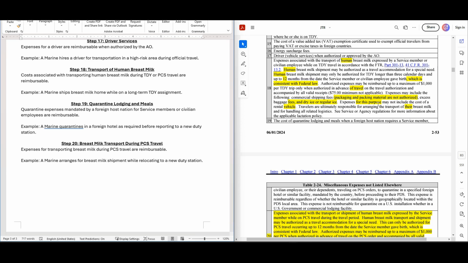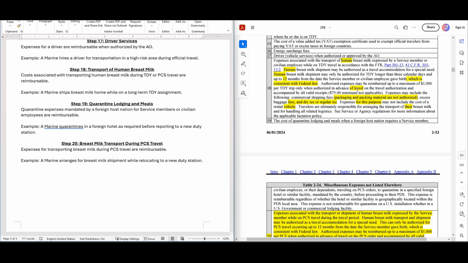Expenses for this purpose may not include the cost of a rental vehicle. Travelers are ultimately responsible for arranging the transportation of their breast milk and for handling all related logistics. See service or agency regulations for more information about this policy. So a lot of information actually came in here.